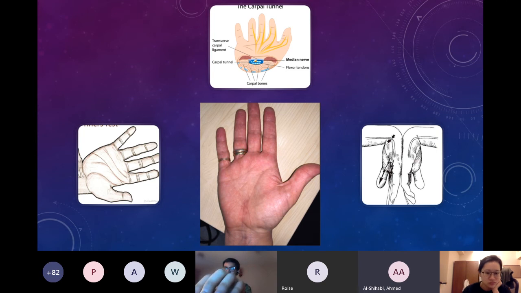Tinel's, just a word to the wise. A lot of people end up tapping around here. You want to be tapping sort of right at the base of the hand, so this area rather than here. And Phelan's, if you can't remember it, this is praying to God. Phelan's is hailing Satan. Hail rhymes with fail. Phelan's test, hail Satan. Yeah, you'll never forget it after that.